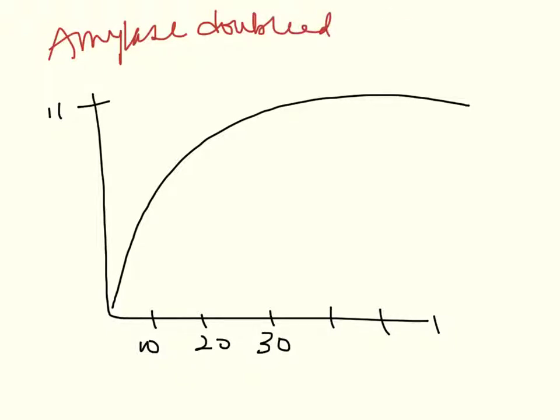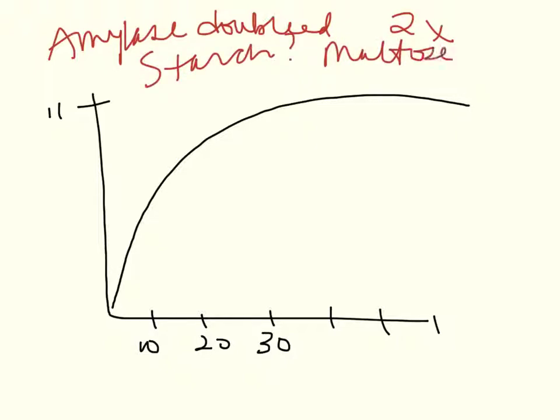That means we have twice the amount of enzyme. But did it say anything about starch? No. Did it say anything about maltose? No. And remember, our y-axis depicts maltose. We're talking about maltose here. Maltose didn't double. So our graph should never go anything higher than where it already is. We're not using more starch. We're not producing more maltose. We're just adding more enzyme.